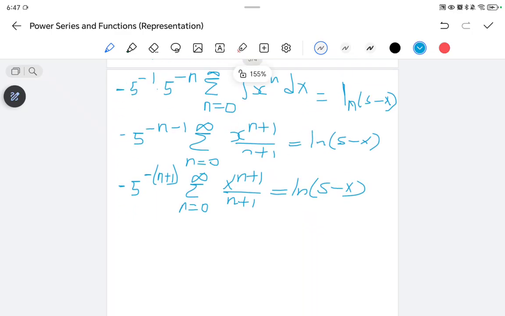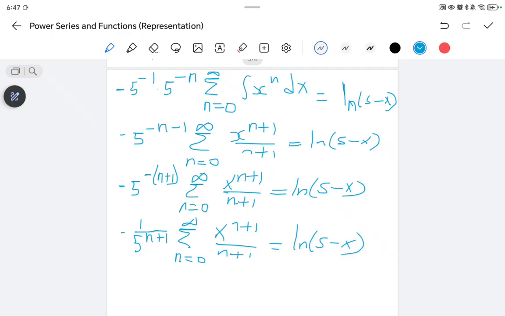Then this would be minus 1 over 5 to the n plus 1, summation n equals 0, x to the n plus 1 over n plus 1, ln of 5 minus x. You see, right? Then this would mean that now we can expand this.